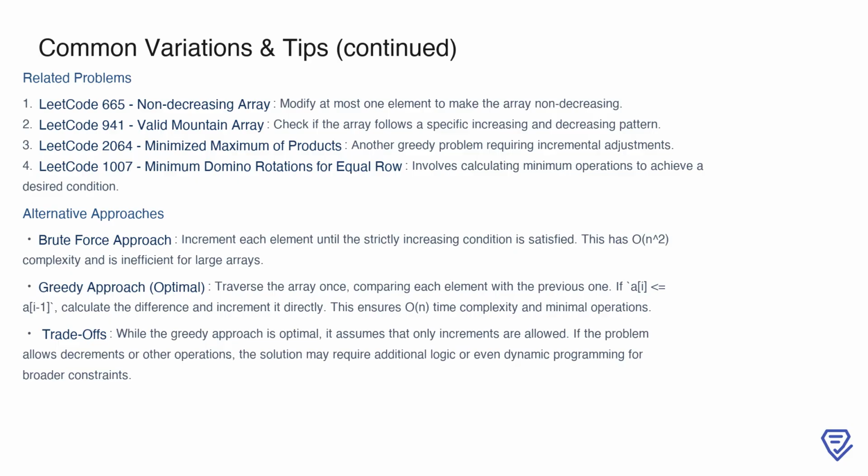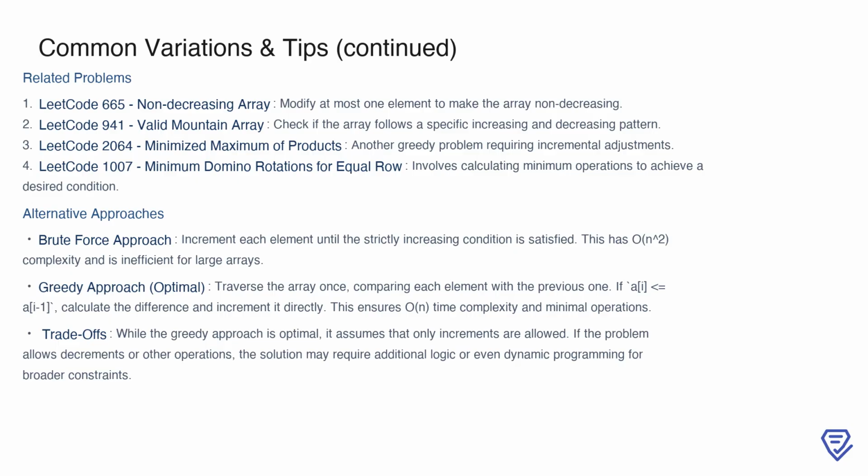Now, in terms of alternative approaches, one straightforward but inefficient method is brute force. Here, for every element, you increment until the strictly increasing condition is satisfied. While this works, its O(n squared) complexity is impractical for large inputs. The optimal greedy approach, on the other hand, makes a single pass through the array. As you compare each element with the previous one, if nums[i] is less than or equal to nums[i-1], you calculate the exact difference needed and increment nums[i] directly. This ensures O(n) time complexity and minimizes operations.